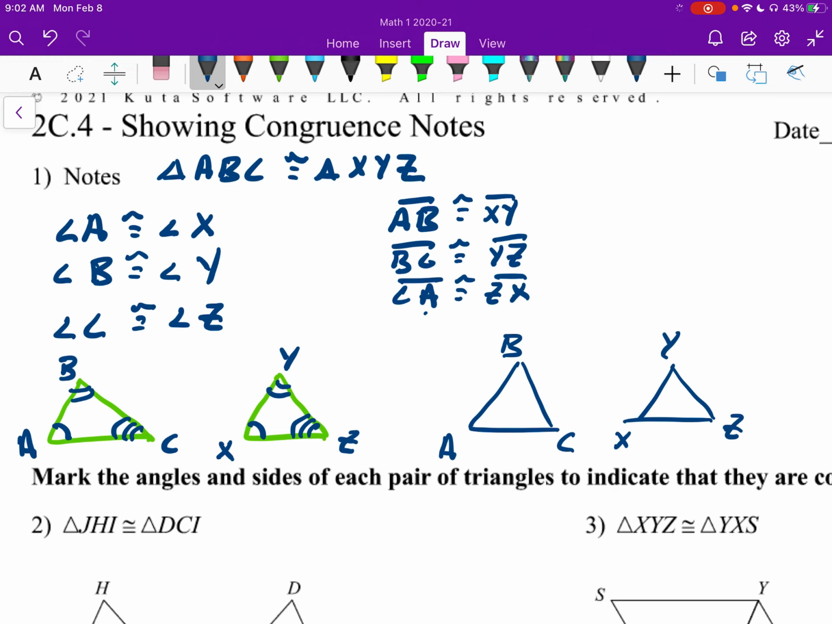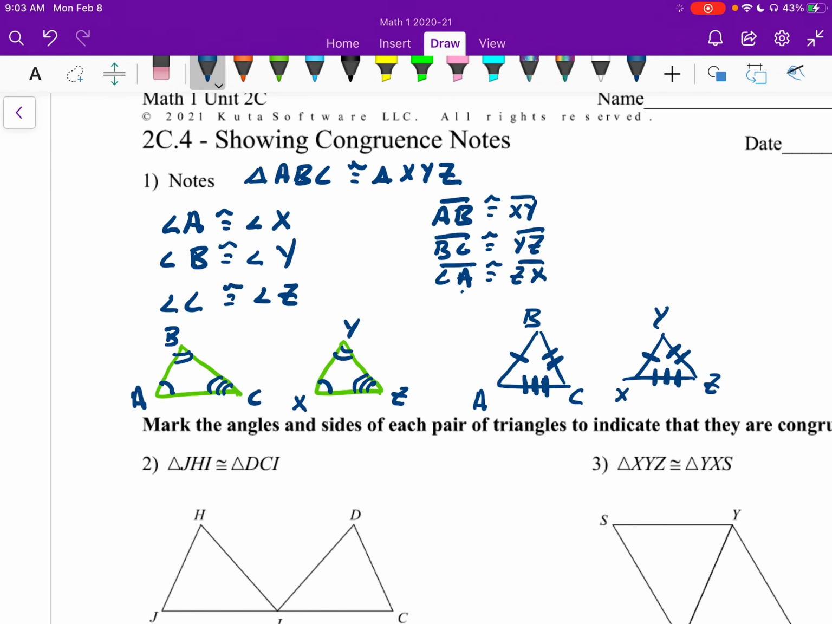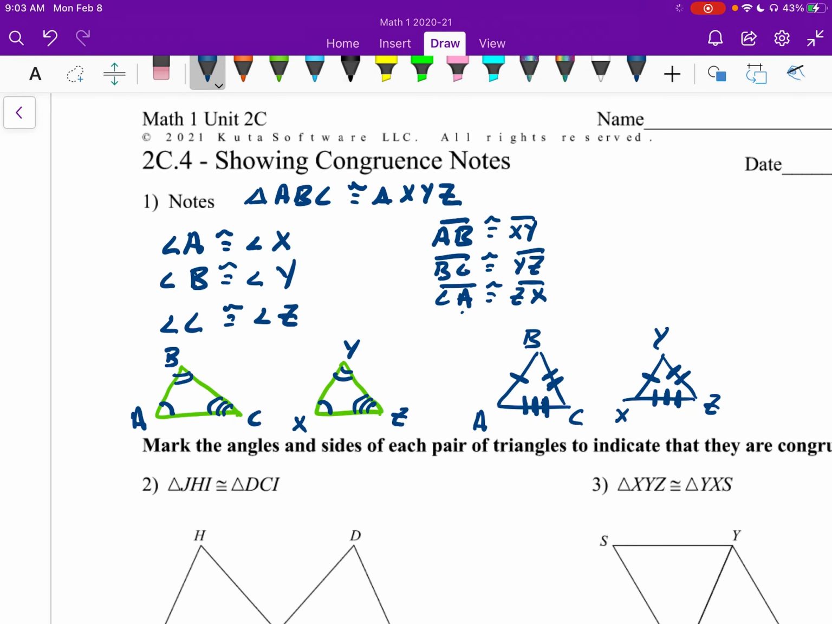Looking at my segment lengths, I know that AB is congruent to XY. So I'm going to use a tally mark like this to show that AB and XY are congruent. Now for the second thing, BC, which is right here, I'm going to use two tally marks this time, and YZ. Lastly, I have CA and XZ. And there we are. All that we're going to be doing in this lesson is putting all of these markings on the triangles, right? So we'll have the angles marked and the sides marked.